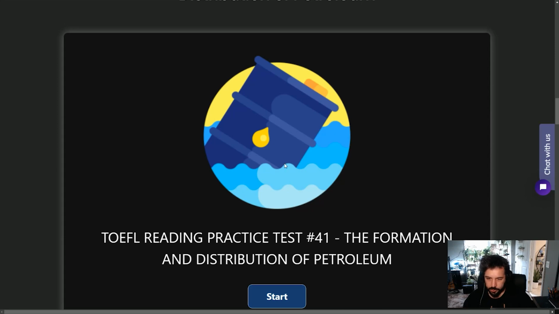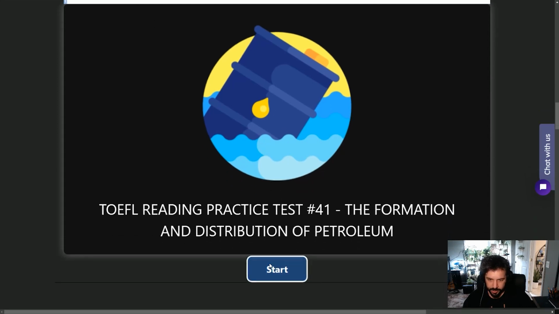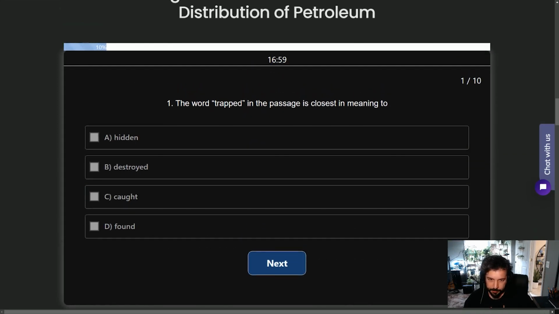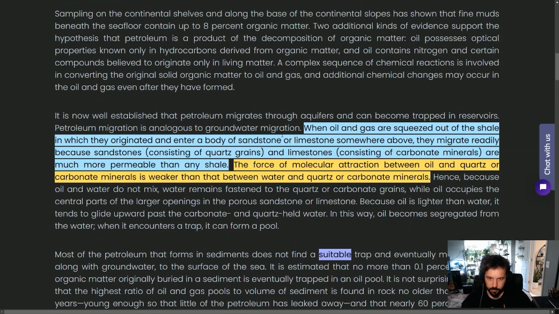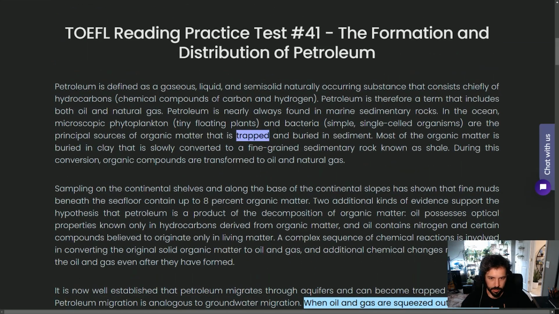As you know, we're not going to read the passage before reading the questions, so let's begin. The word trapped in the passage is closest in meaning to what? I like to usually go back one or two sentences. We don't need to read the whole thing. In the ocean, microscopic phytoplankton, I'm not sure if I said that correctly, and bacteria are the principal sources of organic matter that is trapped and buried in the sediment. Sediment are those particles at the bottom of a liquid. In this case, let's say the water in the ocean or rivers.